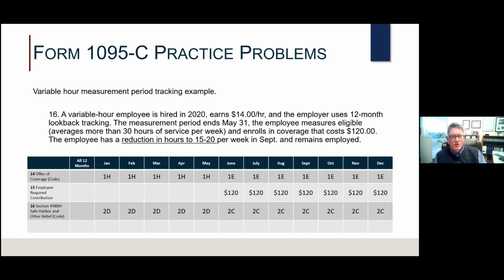If you are a variable hour employee and subject to the 12-month look-back tracking and you measure eligible for coverage, for the next measurement period, you are now in stability and you are locked into your eligible benefit status for the remainder of that next measurement period. That's why even though this employee's hours of service are below full-time status, they still get to keep their insurance. Any questions about this concept?